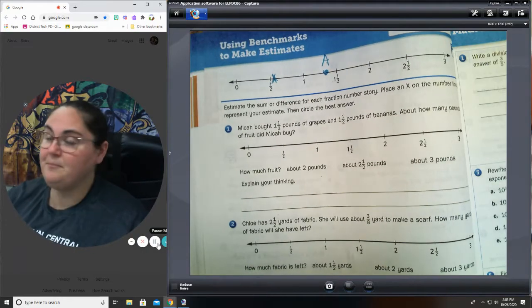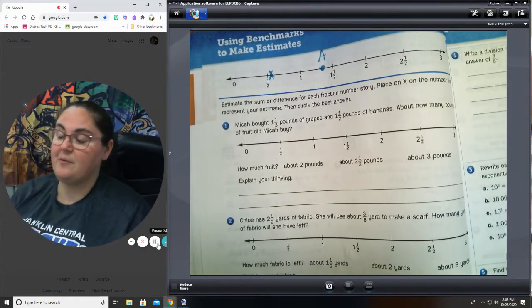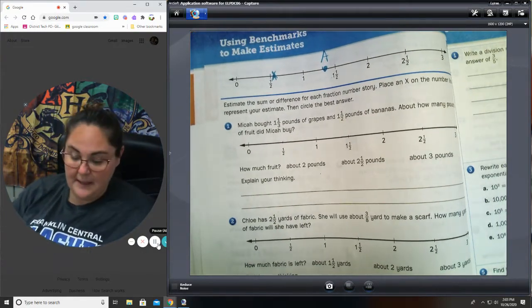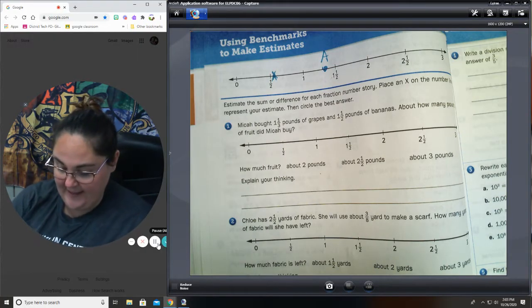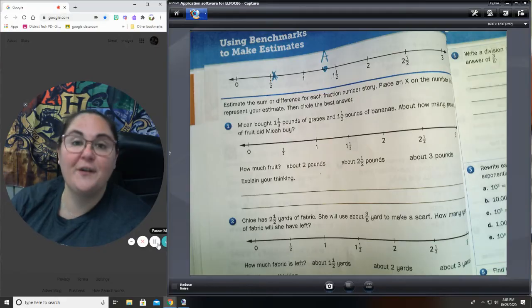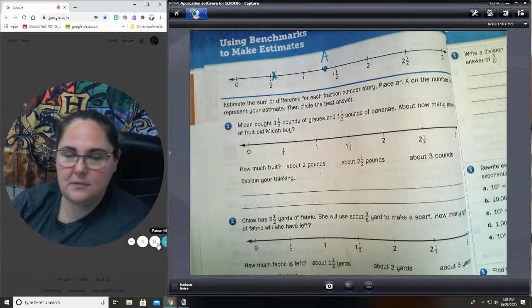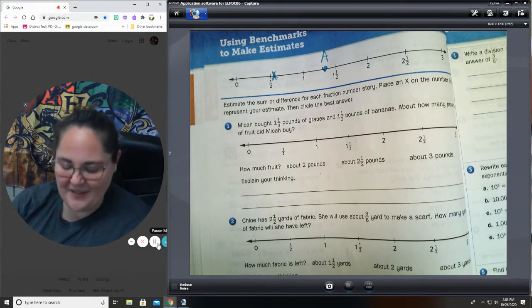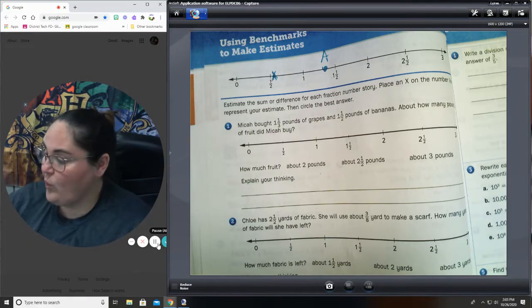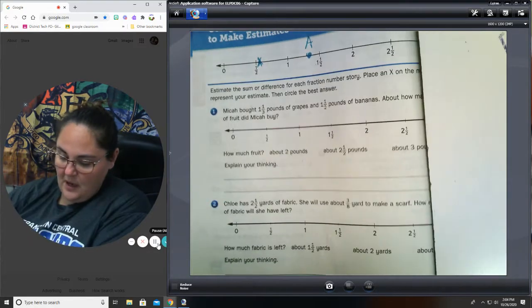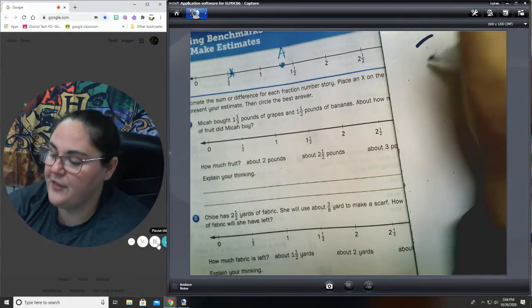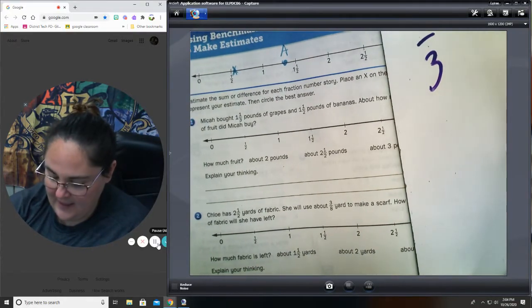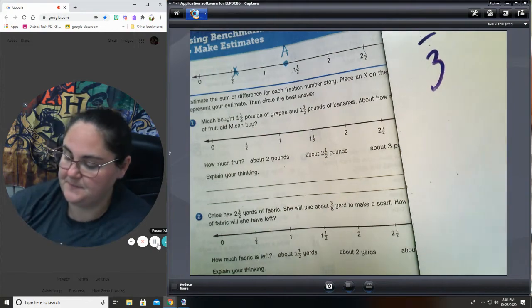All right, for problem B, you're going to do a story problem, and I'm going to read it out loud to you. So my friend Jake mowed lawns for about 1/3 of an hour on Saturday and 1 3/4 of an hour on Sunday. So 1/3 and 1 3/4.